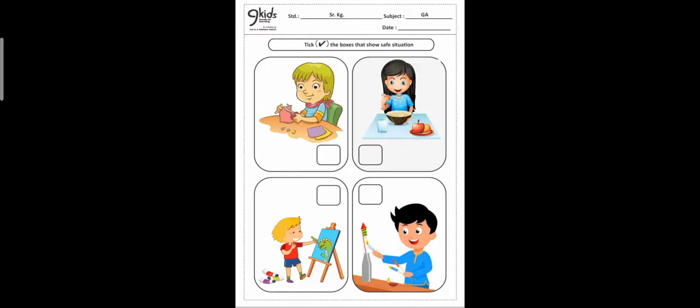In first picture, a boy is cutting paper with scissors. In second picture, a girl is eating. In third picture, a boy is coloring. In fourth picture, a boy is burning crackers. You have to see the pictures carefully and tick the boxes which show safe situations.